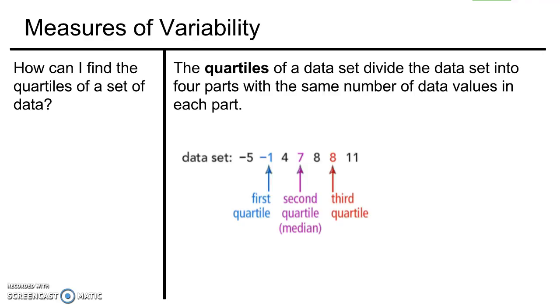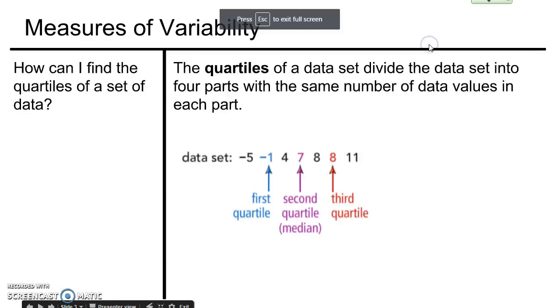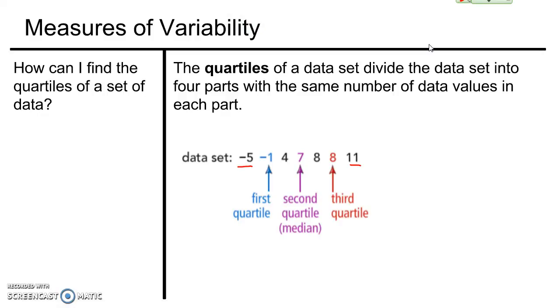To find the median, remember we start on the outside and we kind of cross numbers out from the outside, working our way to the middle to find the median. So for this example, I would cross out -5 and 11, -1 and 8, 4 and 8. So I would get 7 as my median. 7, which is the median, acts as kind of a wall in the middle of our data set. It is a division between the lower half of the data, which is down here, and then the upper half of the data, which is up here.